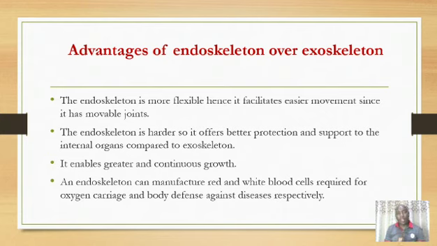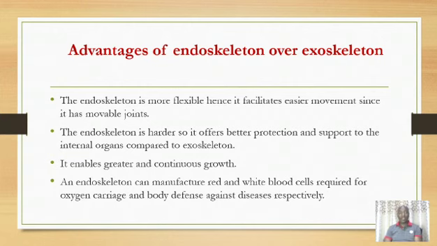Number two, the endoskeleton, being made up of bone, is harder. Being harder, that means it offers better protection to the inner organs. That skeleton, which is made of bone, harder, offers better protection to the inner organs compared to the exoskeleton, which is not as hard as the endo. Remember, the endo is made up of cartilage and bone. The exo is made up of only chitin.